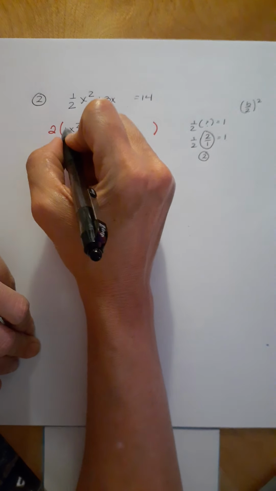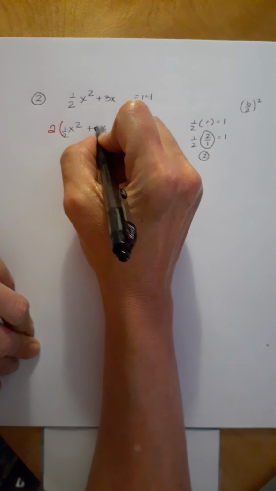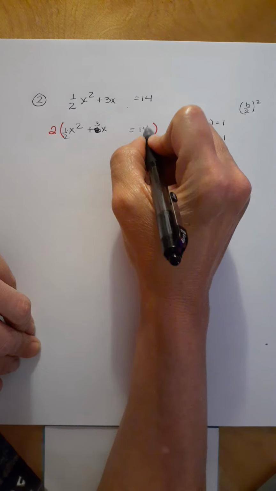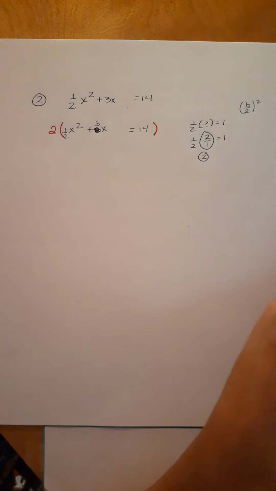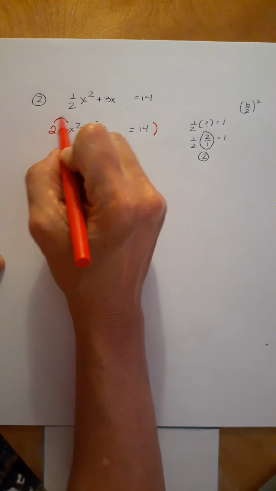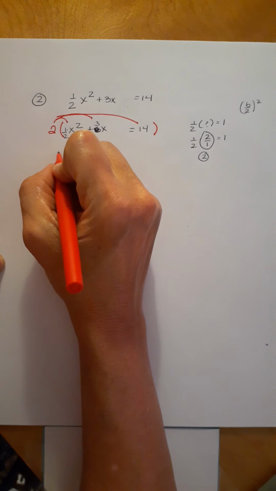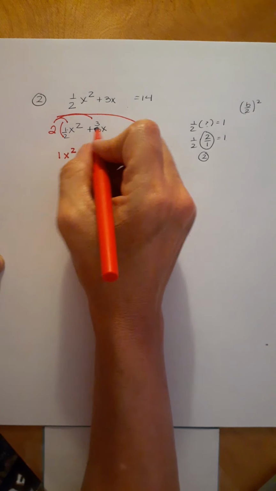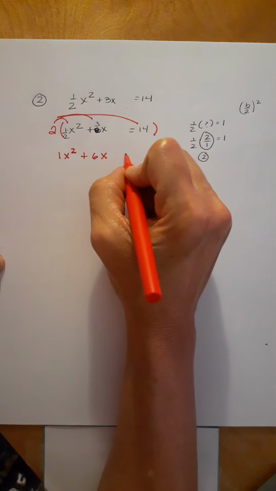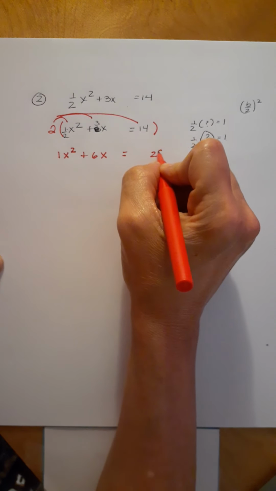Oh, I'm sorry. I did that wrong, didn't I? 1/2. This should be a 3. And this is going to be a 14. Now we're going to use the distributive property and change it. So we're going to multiply this. Okay? This would give me 1x squared. This would give me 6x. And this would give me 28.